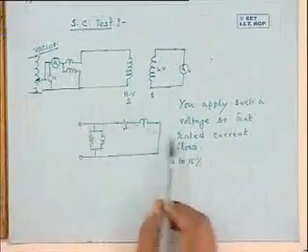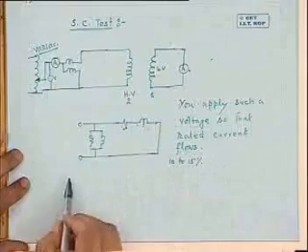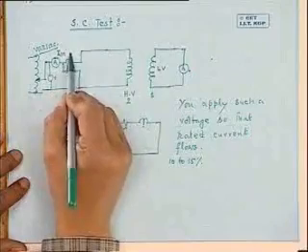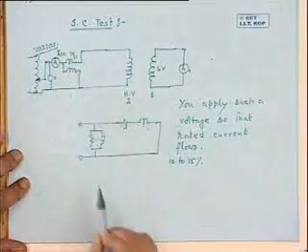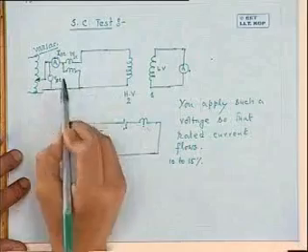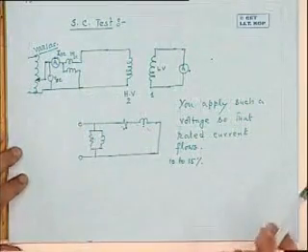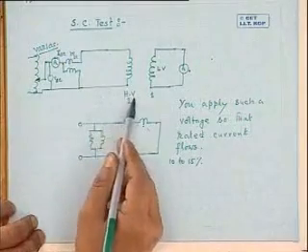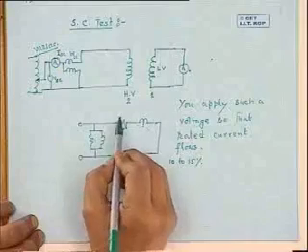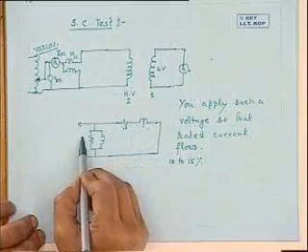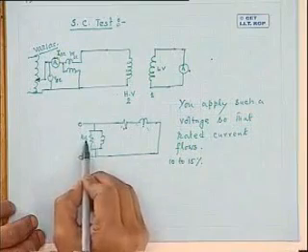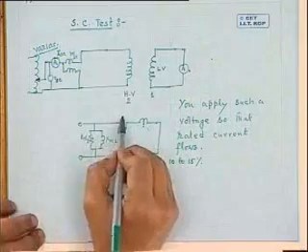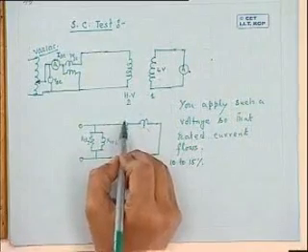Therefore, you go on applying the voltage such that rated current flows. Then you note down these readings: ammeter reading, which I will now call ISC, WSC, and VSC, how much voltage you have applied. Now, what will be the equivalent circuit now? During the short circuit test, if you are doing the experiment from the HV side, here there will be RCL2, here there will be XM2.